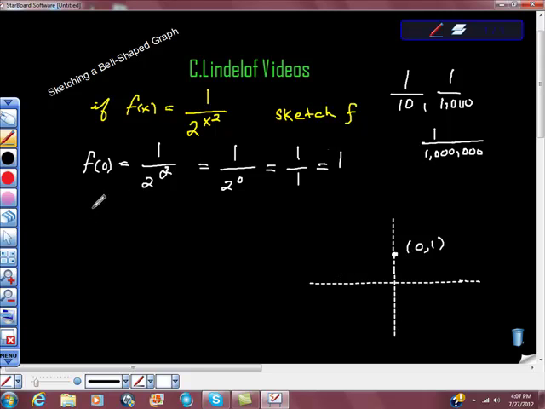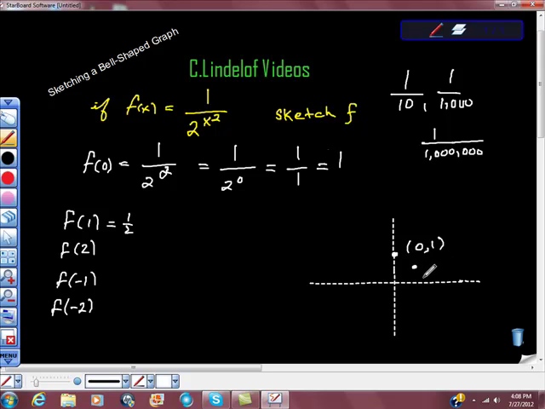So look at what this looks like. These are the values that I took. I took f of 1, f of 2, f of negative 1, f of negative 2. f of 1 was equal to 1/2. We can prove that, right? Because 1 squared is 1, and 2 to the first power is 2, so that gives us 1/2, doesn't it?